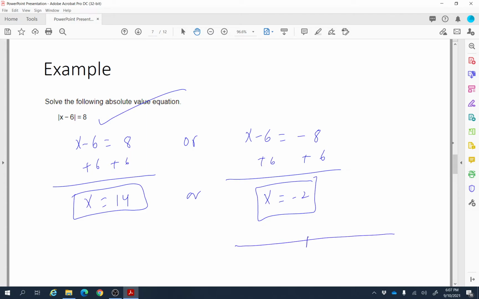Here, 0 is here, 14 is here, and negative 2 is here. The distance, the difference between x and 6, which is 14 and 6, would be 8, right? We know that. And the distance between x and 6 again, which is negative 2 and 6, is somewhere here. 0, 1, 2, 3, 4, 5, 6. The distance between negative 2 and 6 is also 8, and the distance between 6 and 14 is also 8. So this distance is also 8, and this distance is also 8. That's the meaning of this equation.